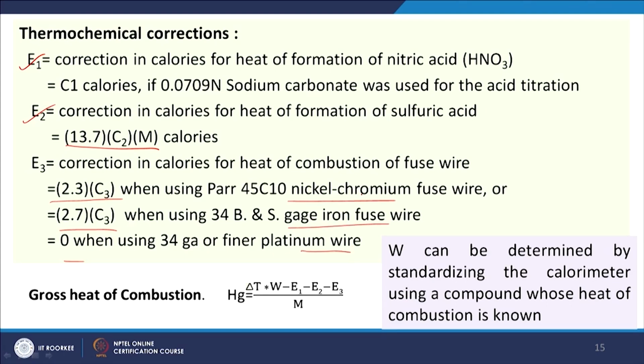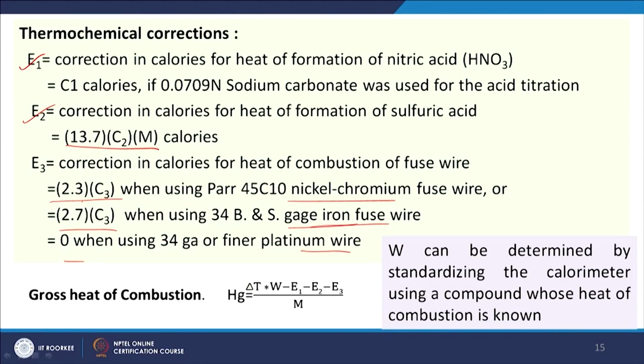So, if we use nickel chromium, then this formula: 2.3 into C3. If we use 34 gauge iron, then 2.7 into C3, or if we use 34 gauge platinum wire, then it is equal to 0. So, these are provided by the manufacturer of the bomb calorimeter. Then how we will get the gross heating value?